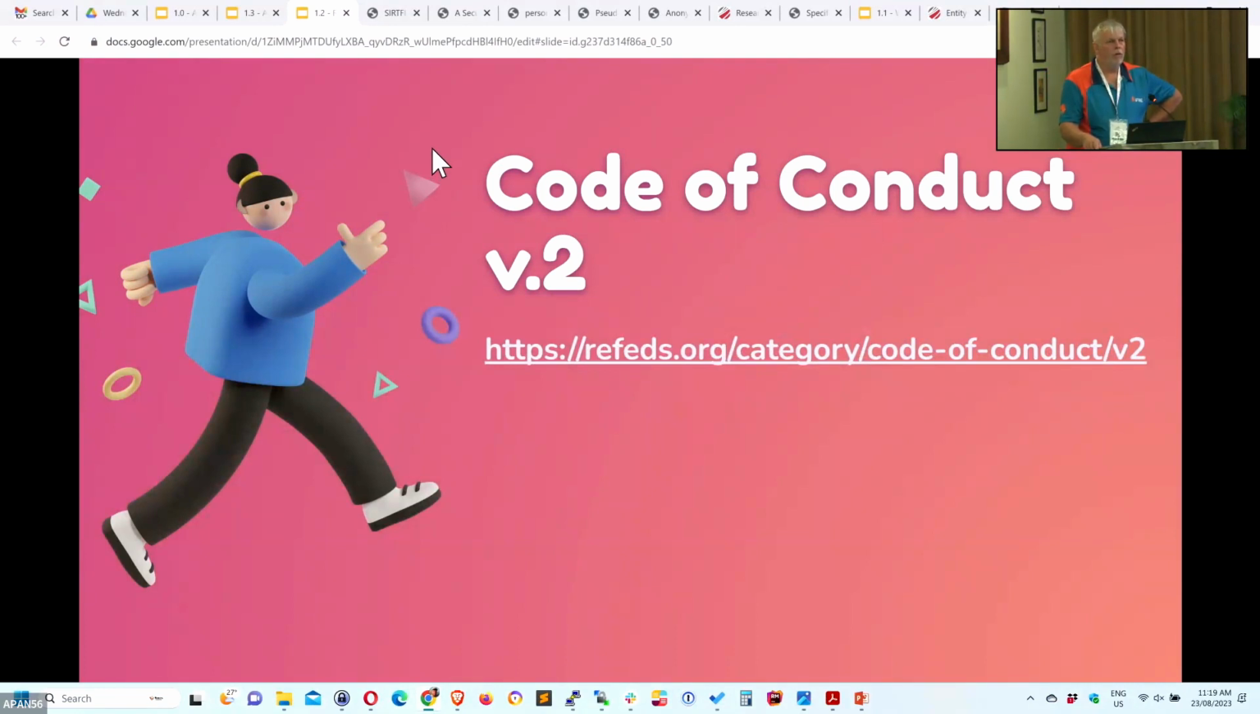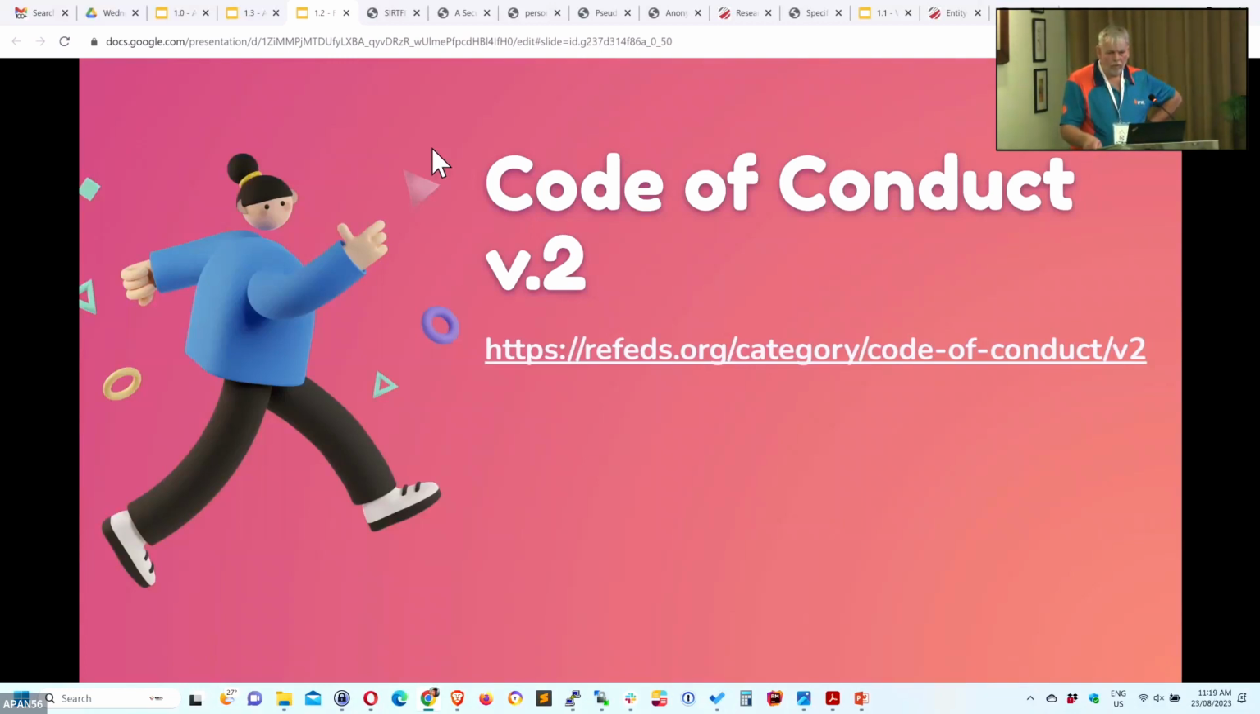Code of Conduct version 1 was very specific to the EU and very GDPR-centric, I think. Version 2 tried to go a bit more international. A number of nations around the world have privacy policies that are equivalent to, or accepted by, Europe as being acceptable for GDPR-type purposes. Many nations don't. Australia is one of them.